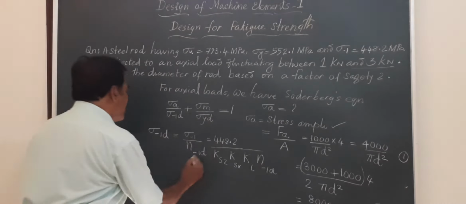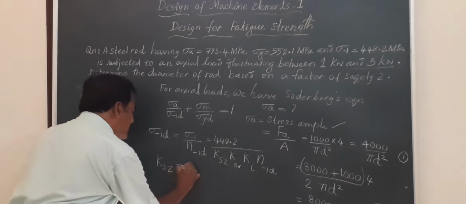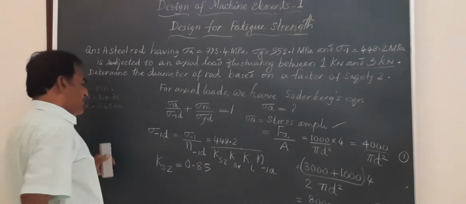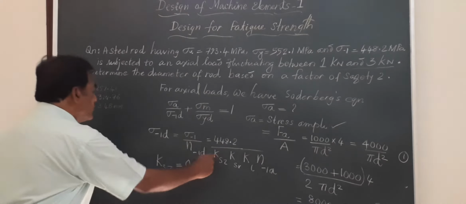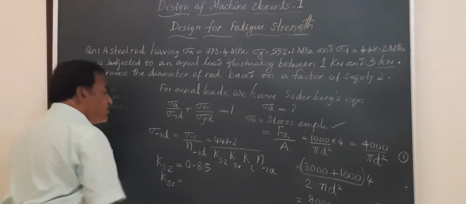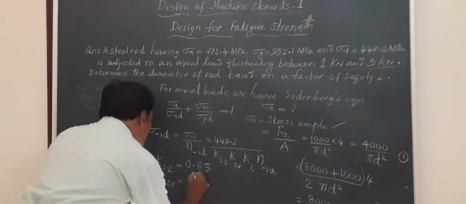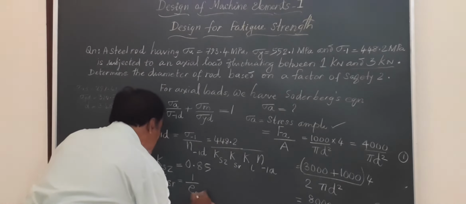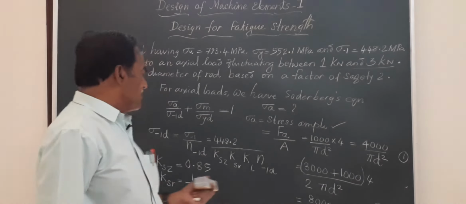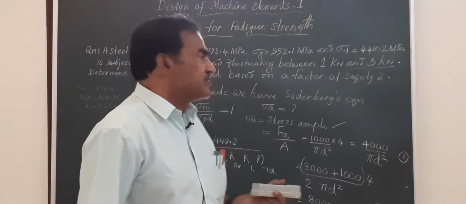Friends, this KSZ stands for the size correction factor, and its value, if not given, is 0.85. Then coming to this KSR, SR stands for the surface. So KSR is the surface correction factor and is given by 1 by E suffix SR. This is all available in the data handbook.